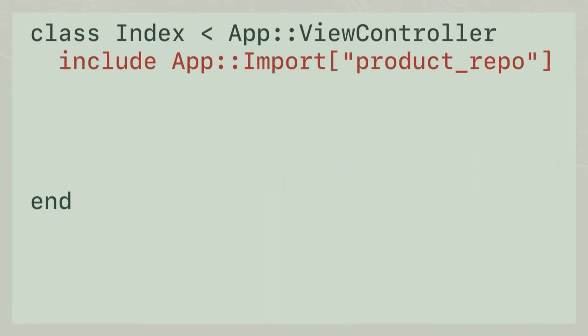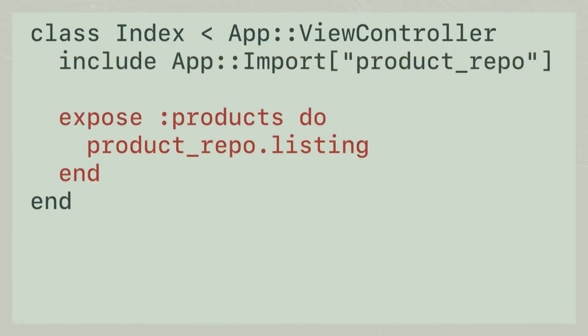So we can easily import a products repository so that we have access to that class throughout our view controller. Then we'd update our exposure to call a listing method on the products repository. And this method's responsible for retrieving our data for the view. So Dry System gives us pretty seamless access to this dependency, and we can use this pattern everywhere throughout our app.